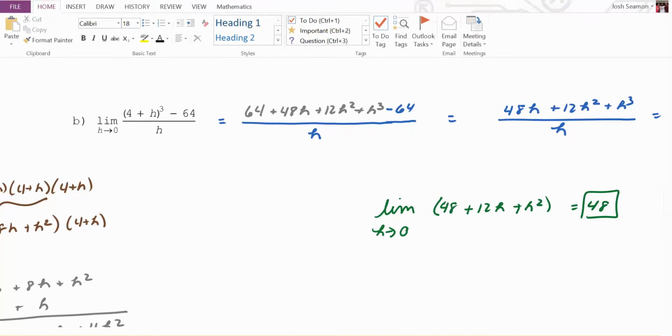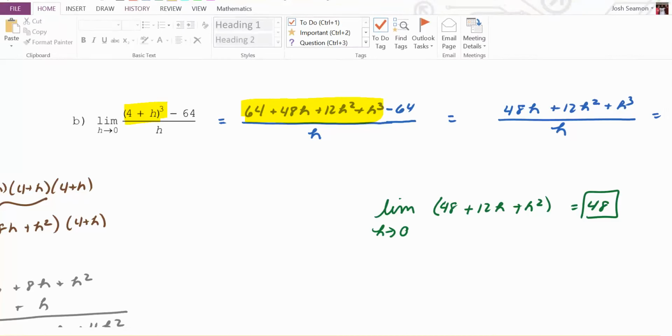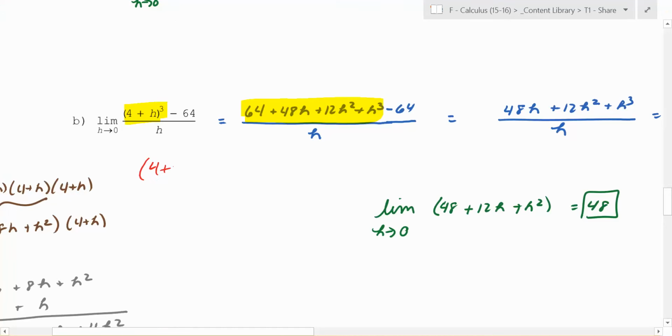Absolutely, the key here is being very careful when you go from this right here to this right here. So how do you do that? You do it piece by piece. First you do 4 plus h times 4 plus h. What's that going to be? 16 plus 8h plus h squared. And then you multiply it by 4 plus h, another one because it's cubed. And what are you going to get? You're going to get that yellow right there.